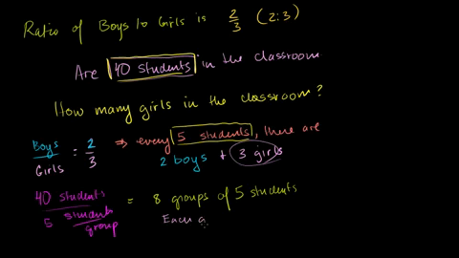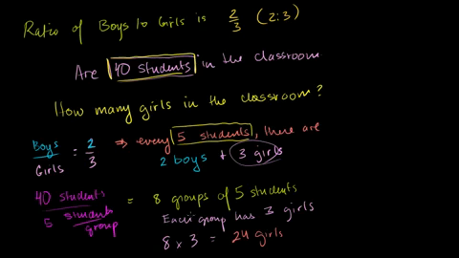Each group has 3 girls. So how many girls do I have? I have 8 groups. Each of them have 3 girls. So I have 8 groups times 3 girls per group is equal to 24 girls. 24 girls in the classroom.